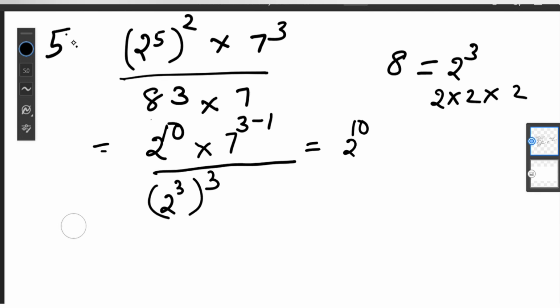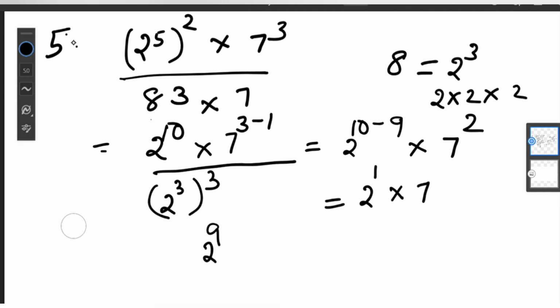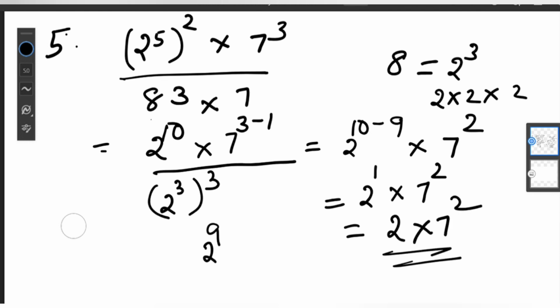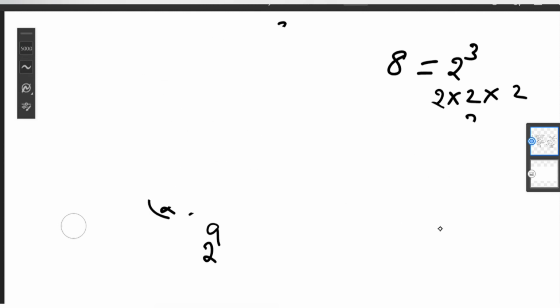Below, 7 to the power 1 is there. So 3 minus 1, whole divided by 8, which is written as (2 cube) whole cube. So actually this is 2 to the power 10 divided by (2 cube) whole raised to 3. 2 to the power, how much is it? 3 into 3 is 9. So 10 minus 9 into 7 raised to how much? 2. So 10 minus 9 is 1. 2 to the power 1 into 7 to the power 2. So 2 into 7 square is the answer for this question.